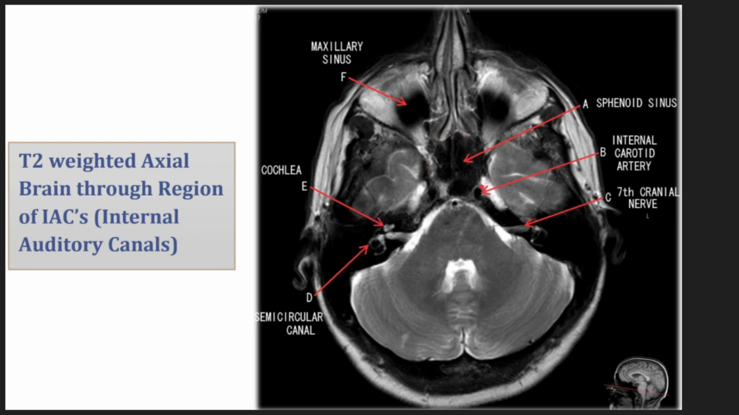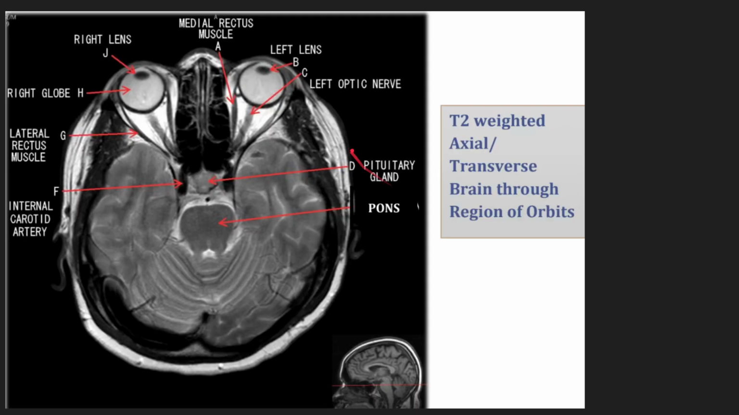Here you have the internal carotid. You have the seventh cranial nerve, the cochlea, and the semicircular canal. You have medial rectus and lateral rectus. So your right lens, left lens. This is the optic nerve, the globe. Internal carotids are here, pituitary gland and pons.